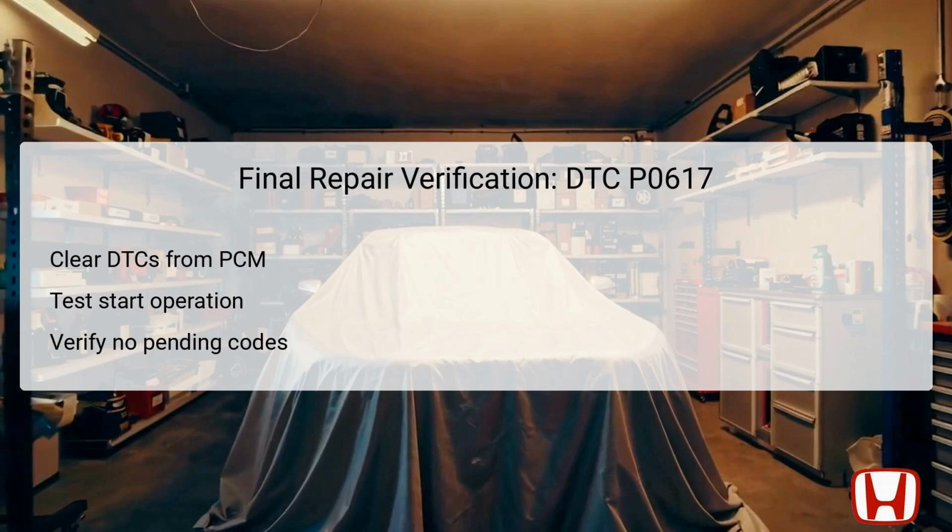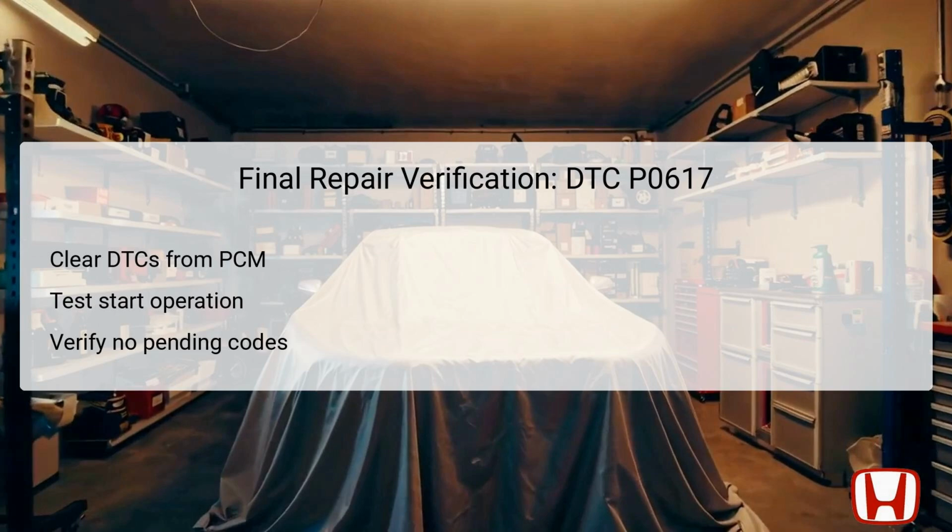After performing the necessary repairs for DTC P0617, it's crucial to verify the effectiveness of the work done. Start this process by clearing the Diagnostic Trouble Codes, DTCs, from the Powertrain Control Module, PCM, using an OBD2 scan tool. This step will reset the system and allow for fresh diagnostics.